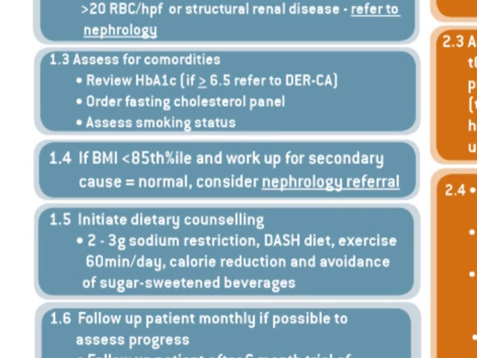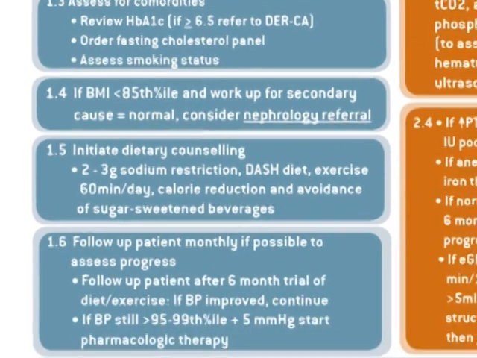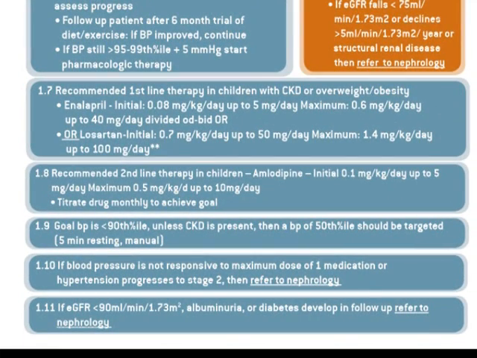If we are happy there isn't an obvious secondary cause and the child is overweight or obese, then a diagnosis of obesity-related hypertension is made, and the recommendation is to initiate dietary counseling: 2 to 3 grams sodium restriction, DASH diet, exercise 60 minutes per day, as well as specifically calorie reduction and avoidance of sugar-sweetened beverages. We recommend follow-up monthly to assess progress, and then at the 6-month mark to assess their blood pressure to see if it is now below target. If not, then we recommend pharmacologic intervention at that time.